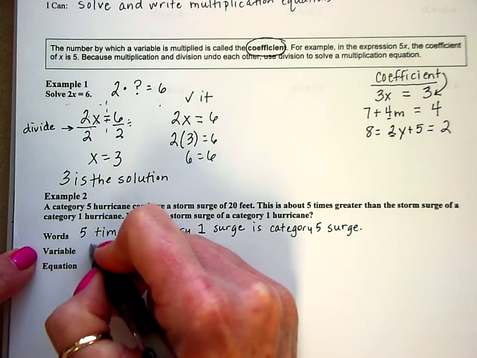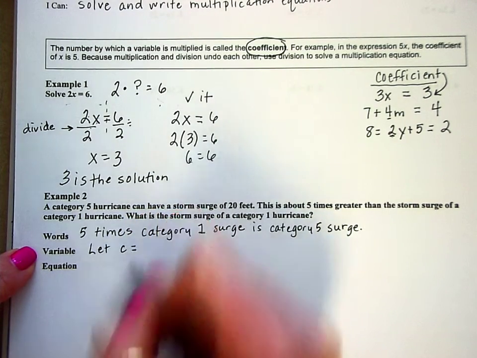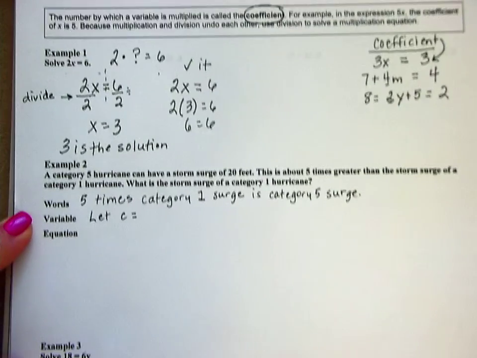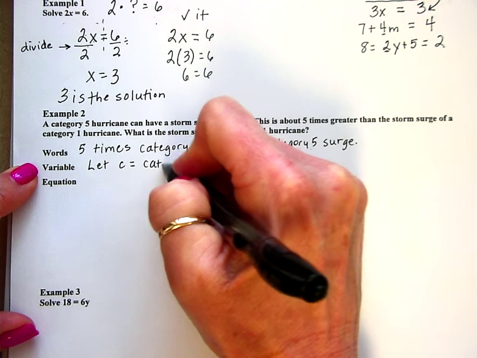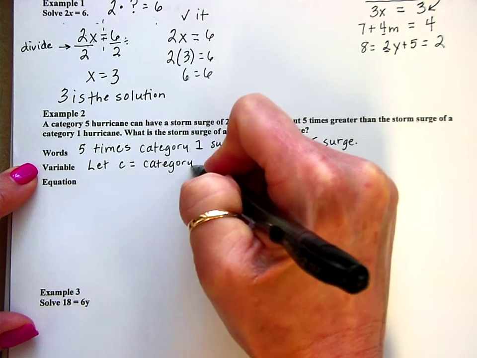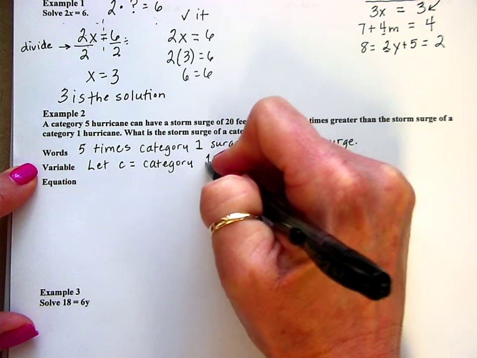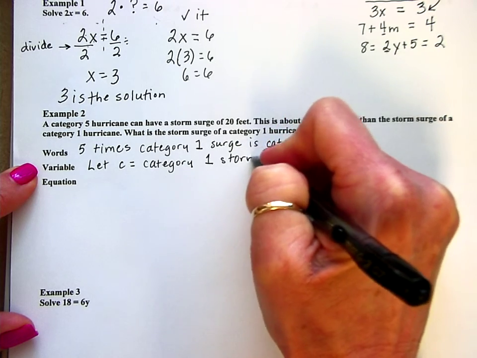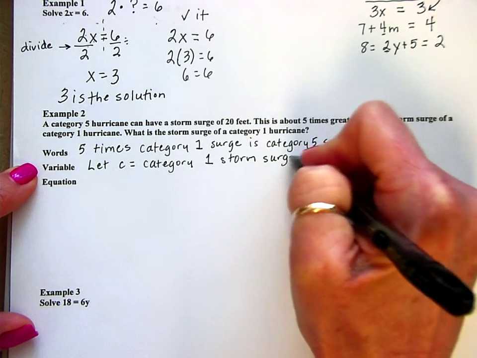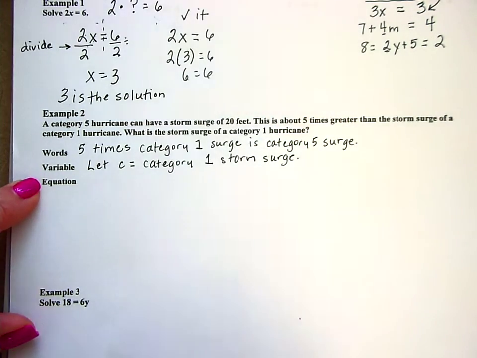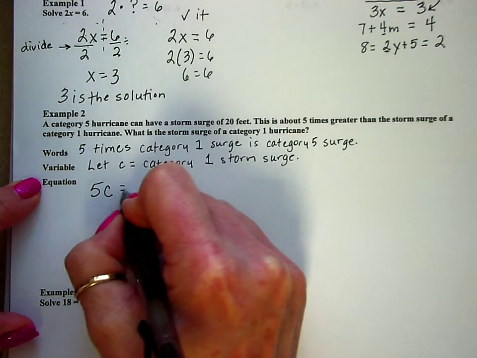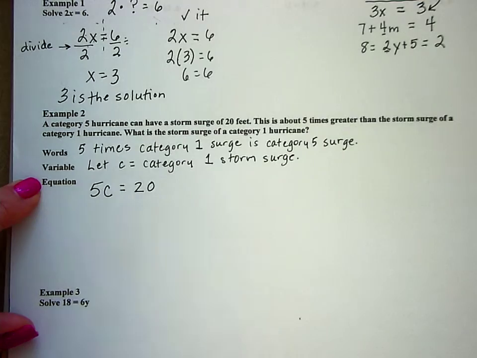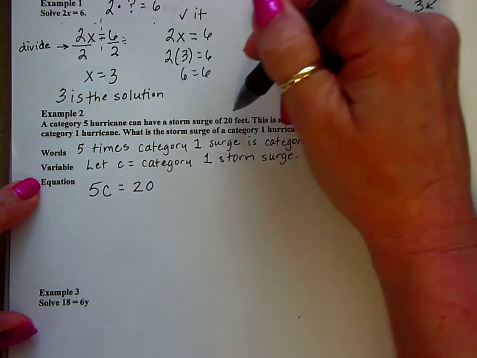Let's see. We could use any letter there for our variable, you guys know that. Let C equal Category 1 storm surge. Okay, so our equation would be 5 times C equals 20. We got the 20 right here.